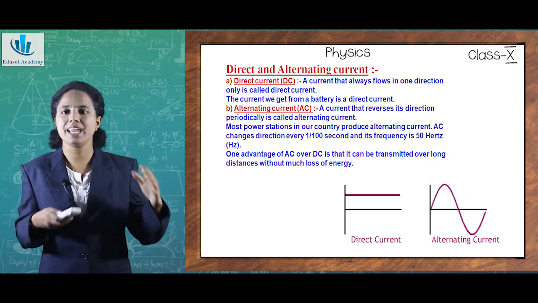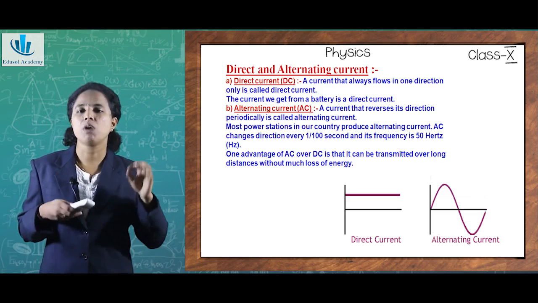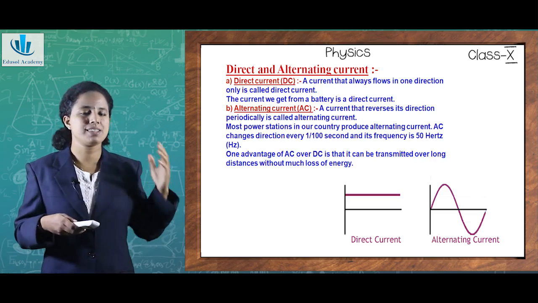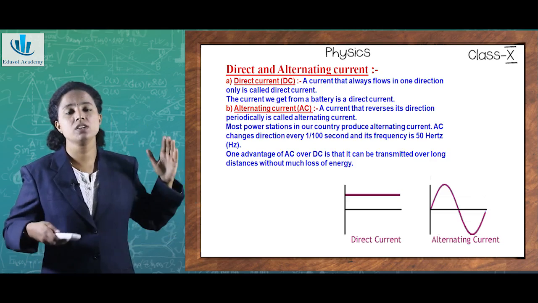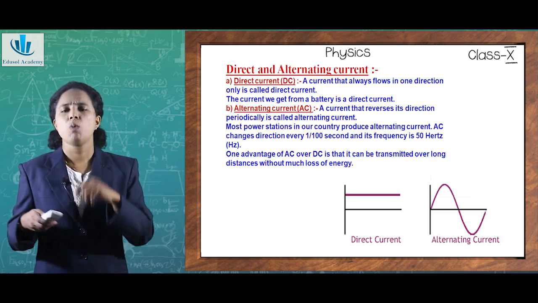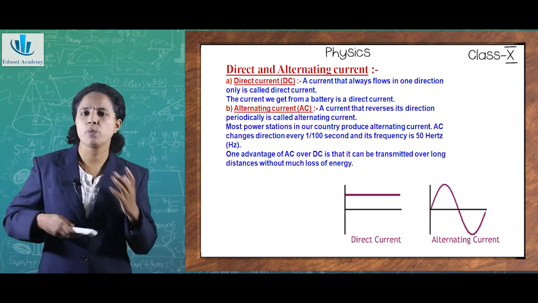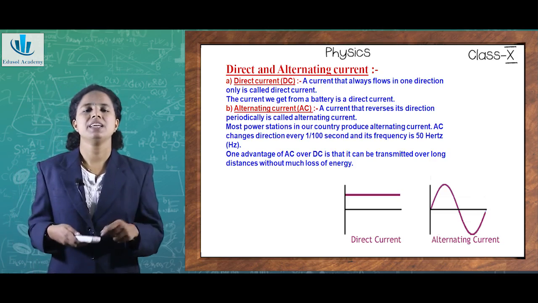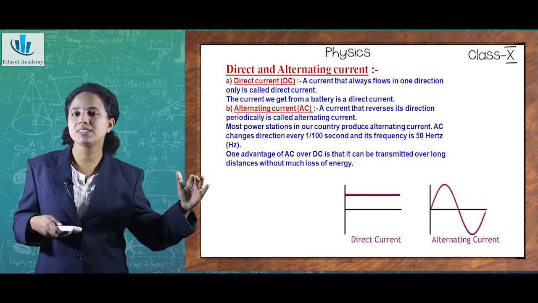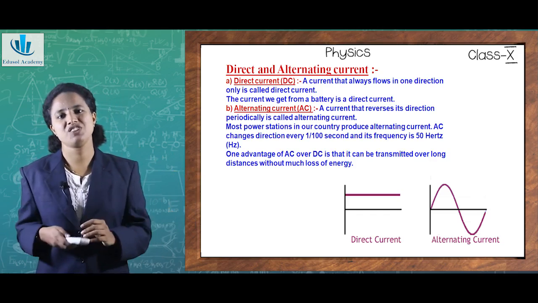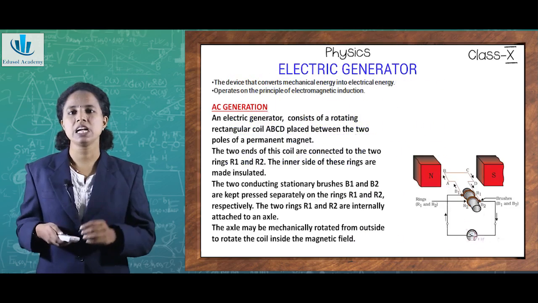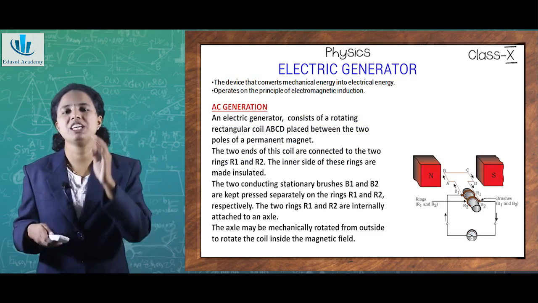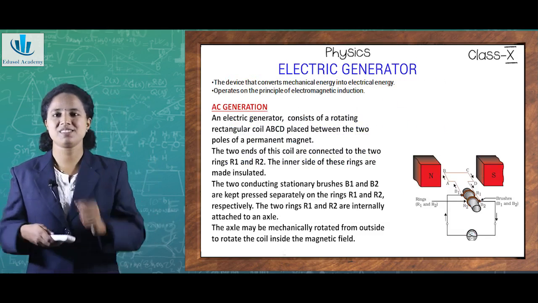So, AC will change its direction every 1/100 seconds and its frequency is 50 Hz. You can see the alternating current shape, how it looks. What is the main advantage of AC over DC? One of the main importance of AC is that it can be transmitted over long distances without much energy loss. So, to know about AC and DC is very important when we need to know about electric generators.